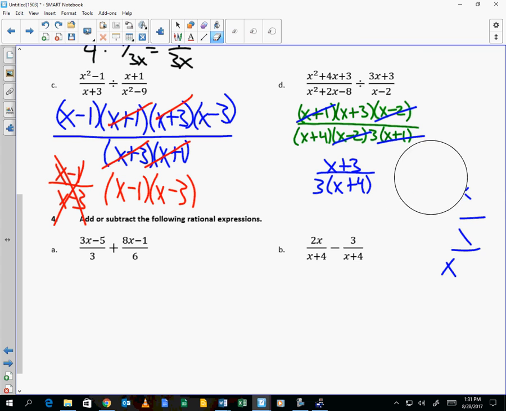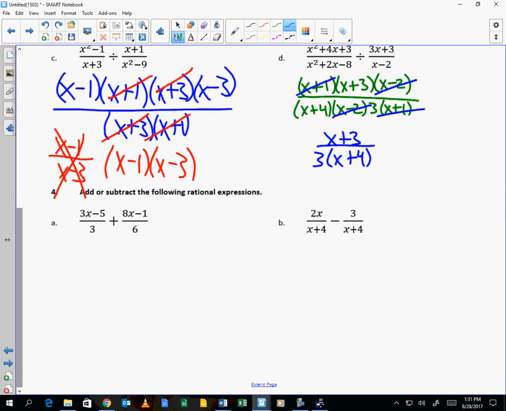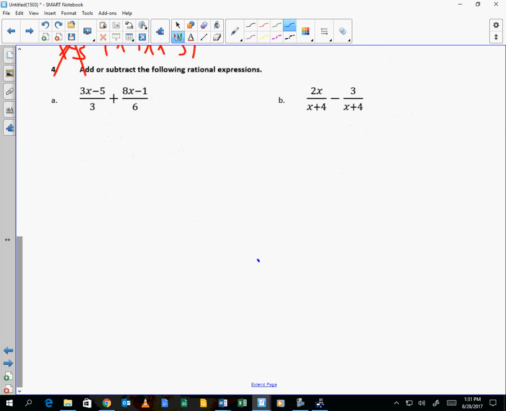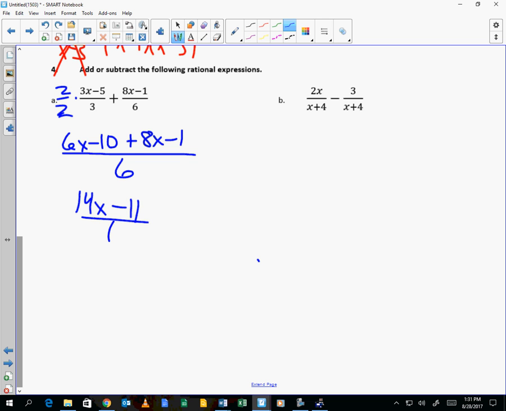Okay. So the last thing we need to teach you to do is to add and subtract. In order to add and subtract fractions, you must have common denominators. So I'll multiply top and bottom here by 2. And I get 6x minus 10 plus 8x minus 1 all over 6. 14x minus 11 over 6. Can I simplify that at all?